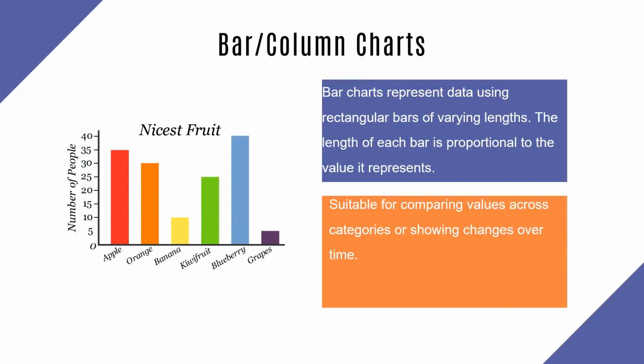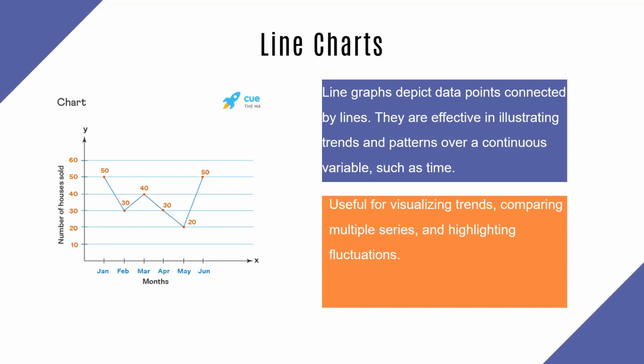Let us move to the next chart, that is a line chart. Line charts are used to show data points connected by lines. They are effective in illustrating trends and patterns over a continuous variable such as time. These charts are very useful for visualizing trends, comparing multiple series, and highlighting fluctuations in data. Normally, these charts are used in time series.